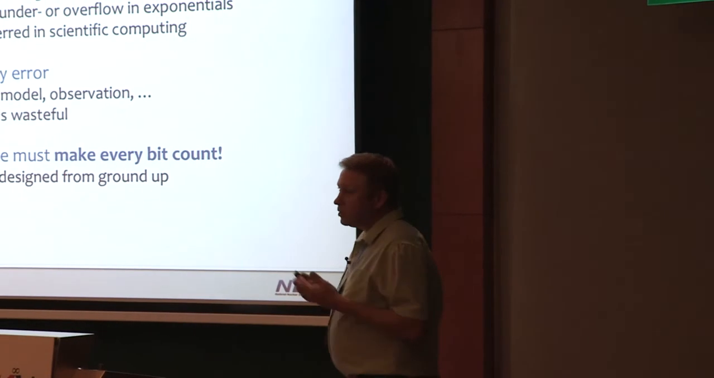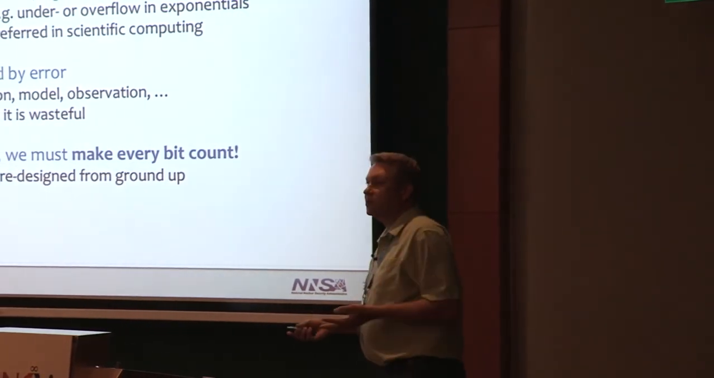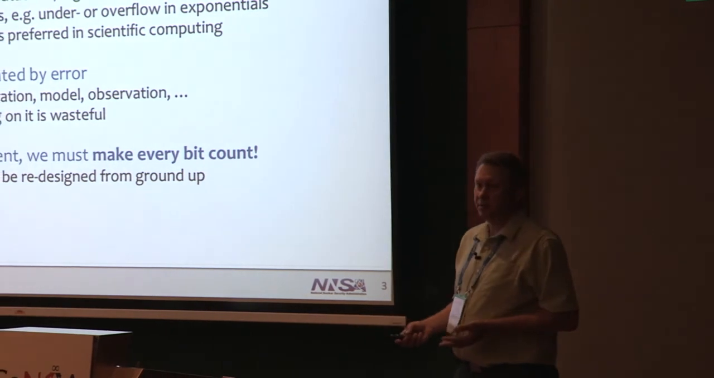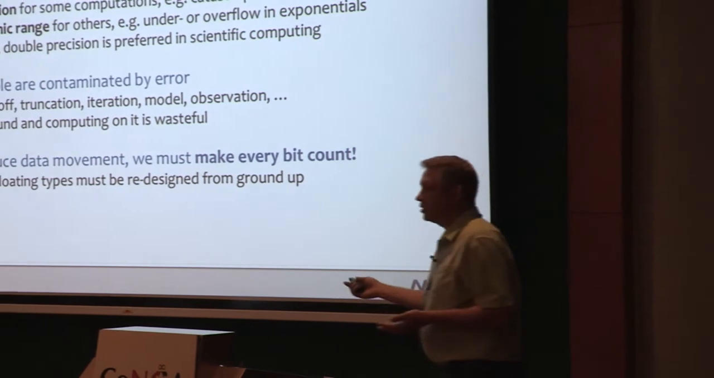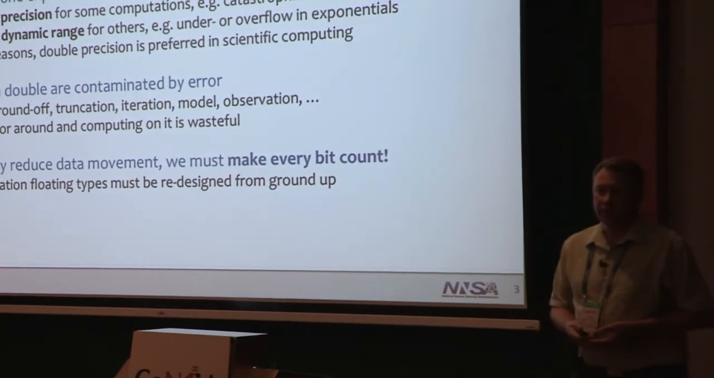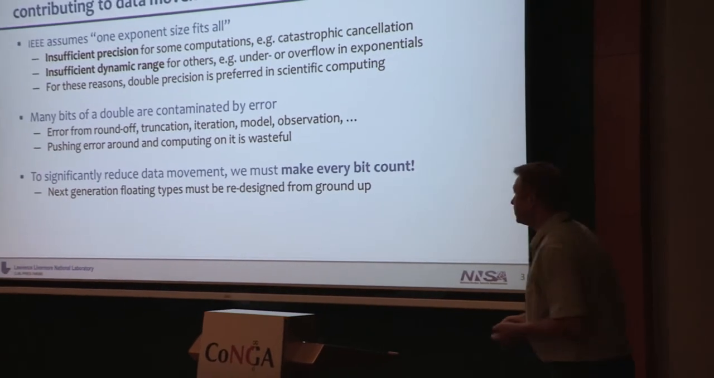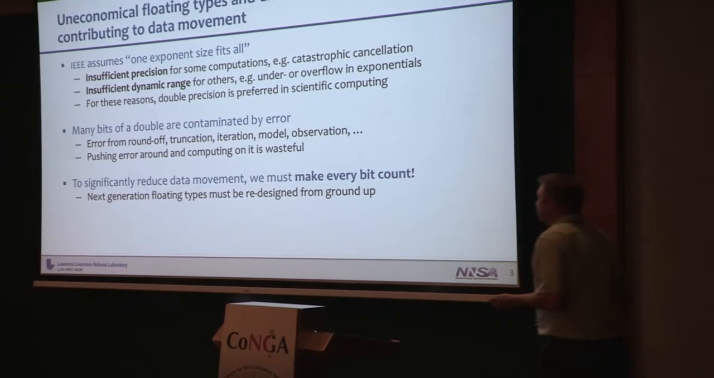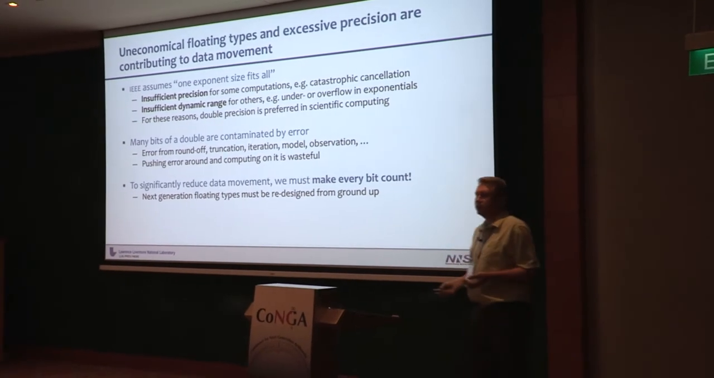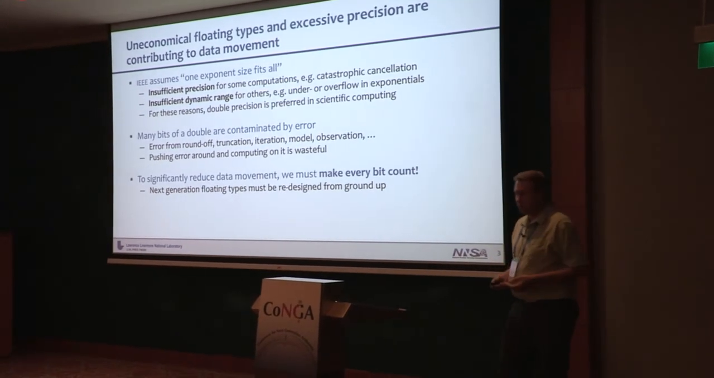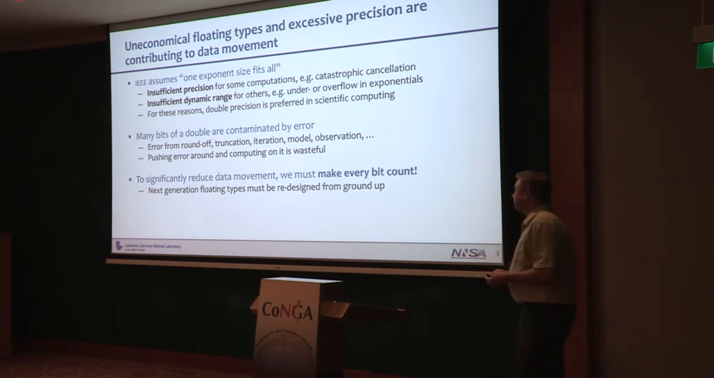But on the flip side, when you go to double precision, you're introducing lots and lots of bits. And most of those bits, I will argue, are actually just full of error, okay? Errors come from accumulated round-off, from truncation, from iteration errors in iterative solvers and so forth. So not only are we computing on these essentially meaningless bits, but we're also spending enormous resources pushing them around memory, okay? So we're using up a lot of power and performance because of this.